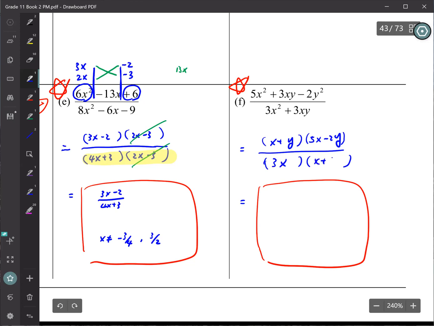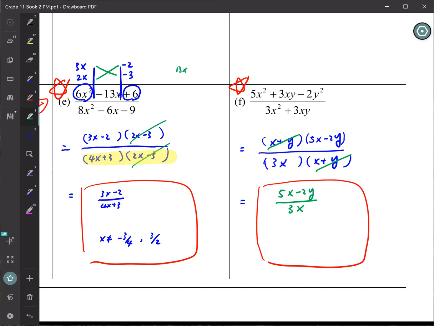x plus y, yeah. So this one, denominator, you just take out GCF. So what can we cancel out, Harry? x plus y. Yeah, so those two are gone. So you're just left with 5x minus 2y. You can only cancel if the factors are the same, okay? The restrictions.